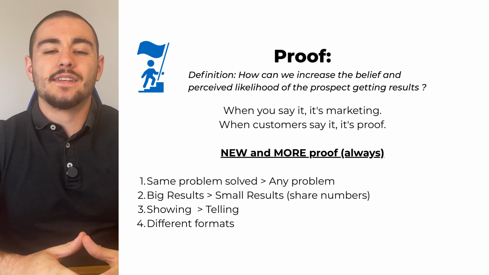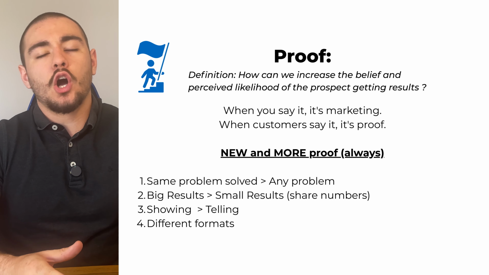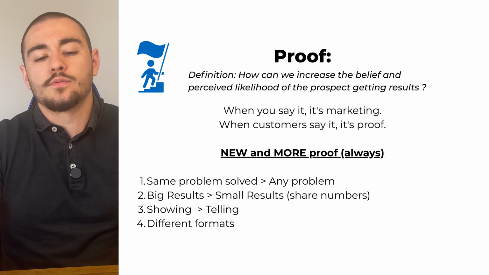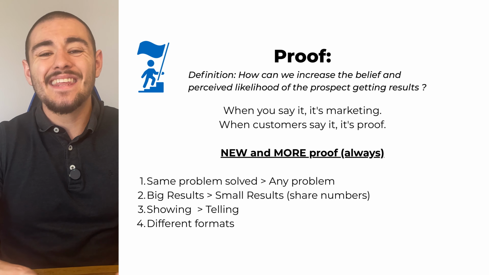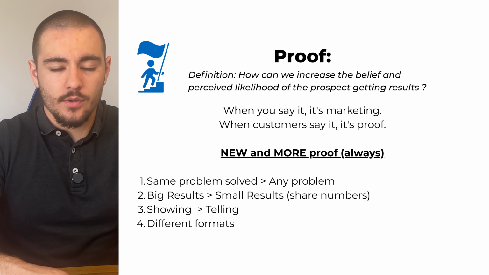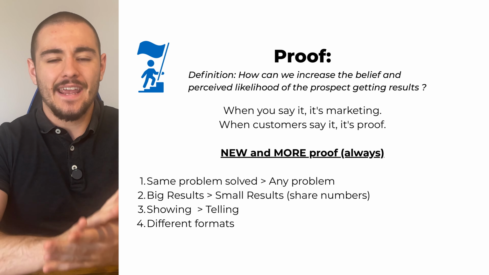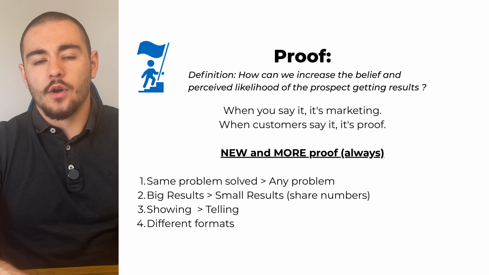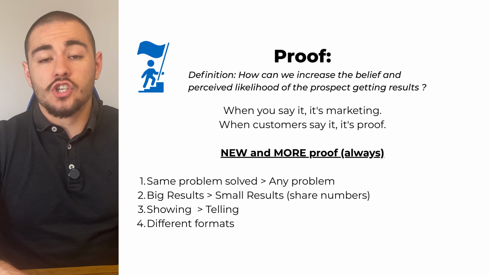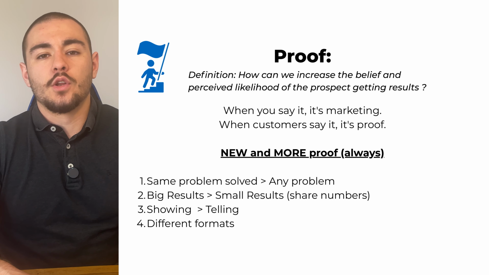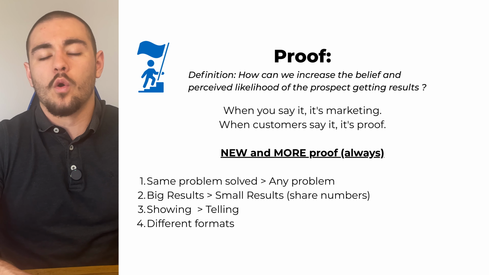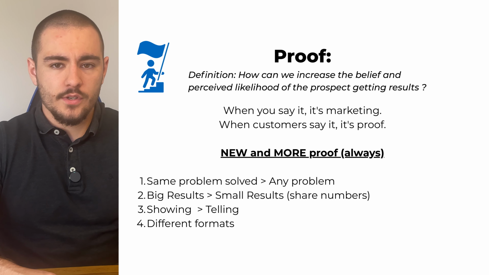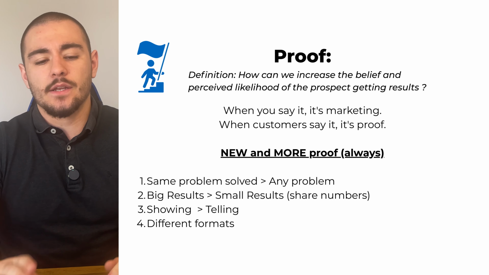The second one is that bigger results are always better than any or small results, right? So if you have any way to share numbers, actual specific data, it's much better. Achieving a high paying job, or a training company saving X amount in a specific role, whatever it is, bigger results are always going to be better than any result.